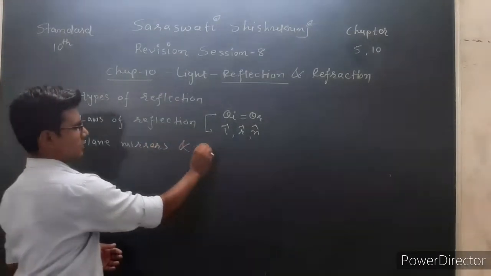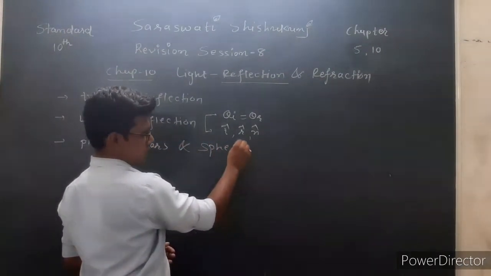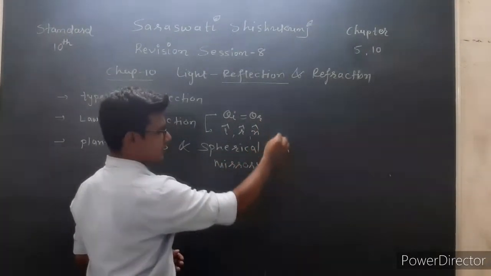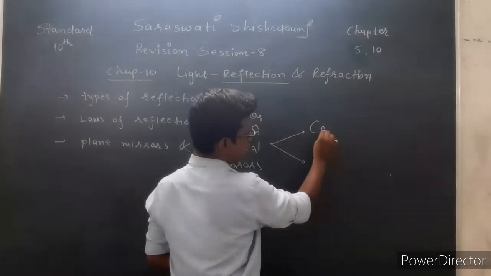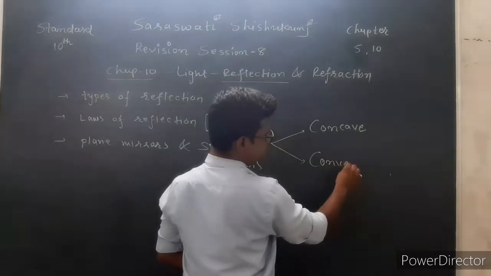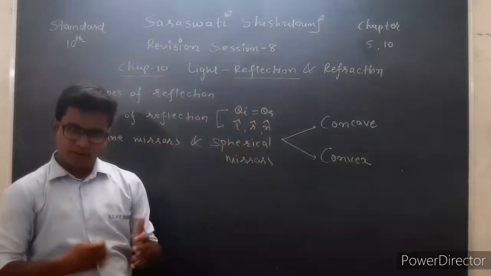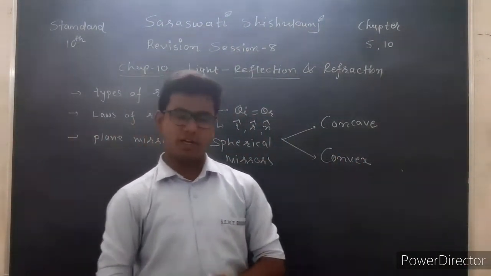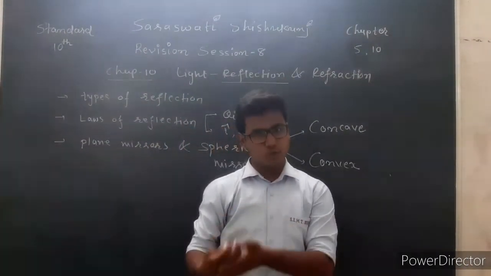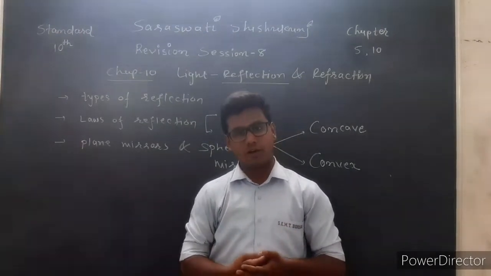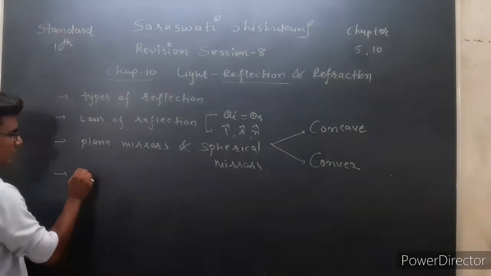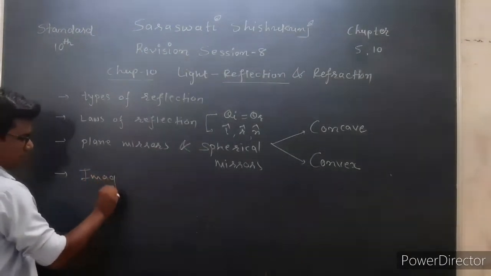Also we have understood about plane mirrors and spherical mirrors, right? In this we have understood about concave mirror and convex mirror. Also we have understood about uses of concave mirror and convex mirror, that you can refer for 1 mark or 2 marks questions, also for true or false. One more topic here we have understood is image formation.